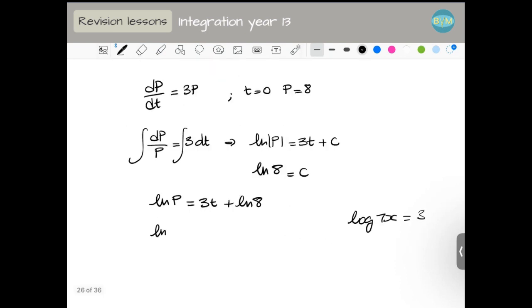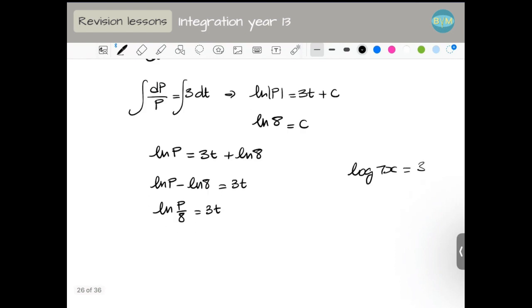I can write ln p minus ln 8 is 3t. Using the properties of the logs, I'm going to put these two together. And then if ln p over 8 is 3t, that means that e to the power of 3t is going to be p over 8, no? P over 8. So that means that p is 8 e to the power of 3t.